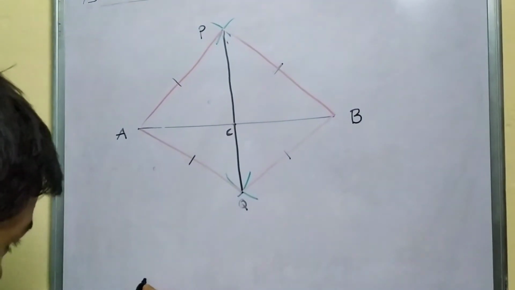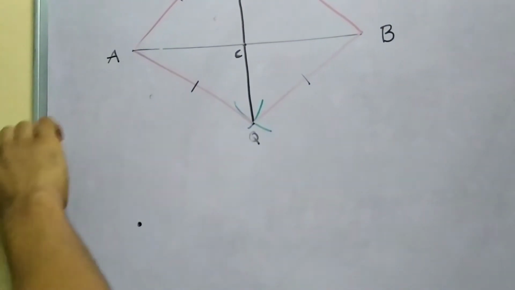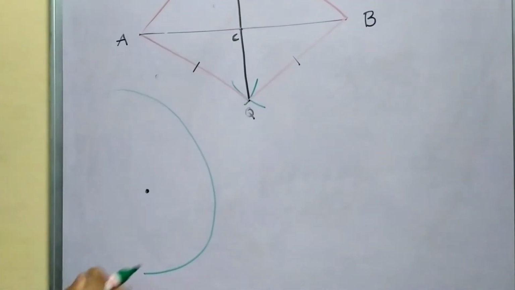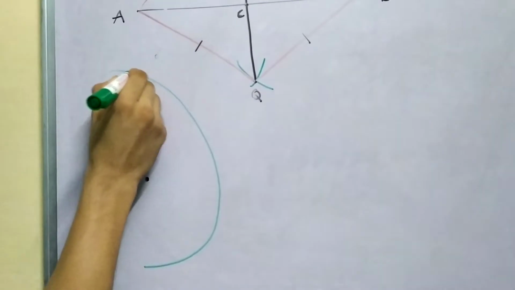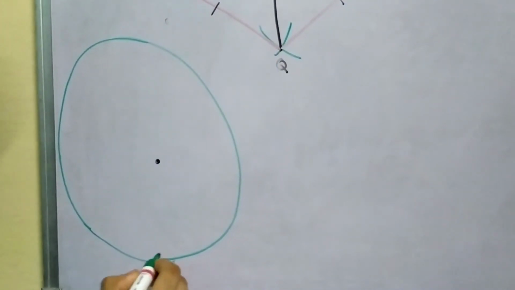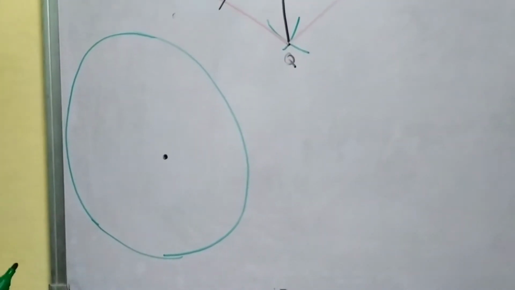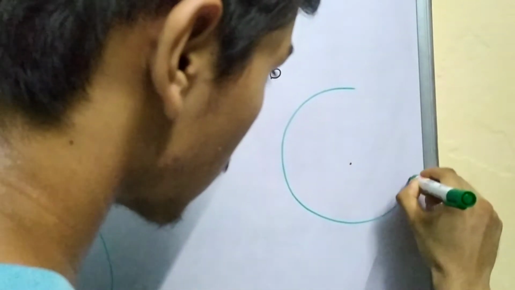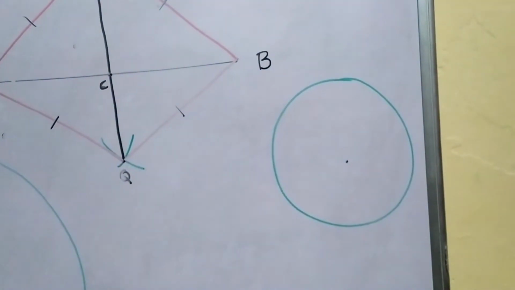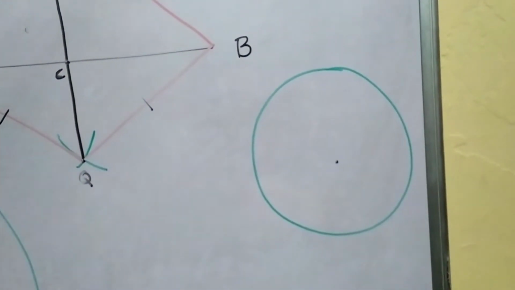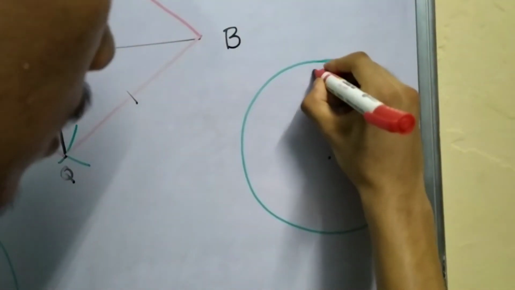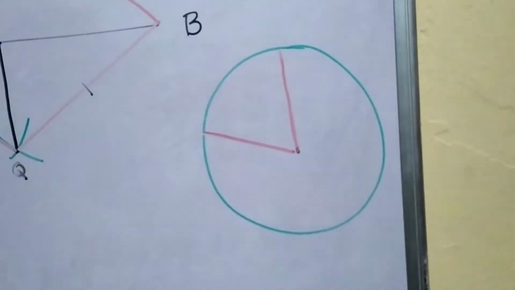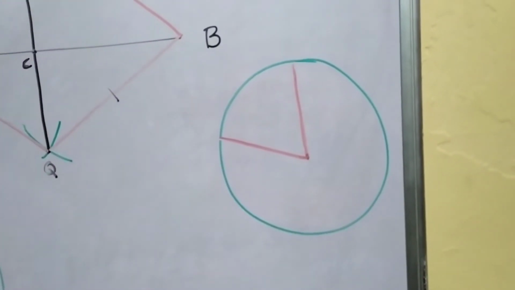So this is your point. And if you draw an arc without changing your compass length, then you will get a circle. Just try this again. This point, much better. Now in a circle, any two radii, this one or this one, they are the same, right?